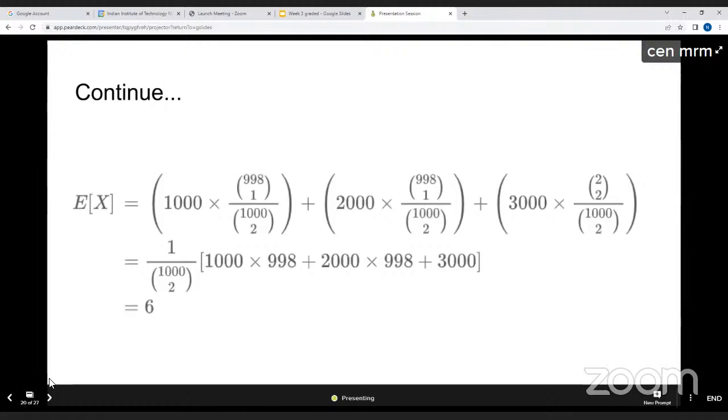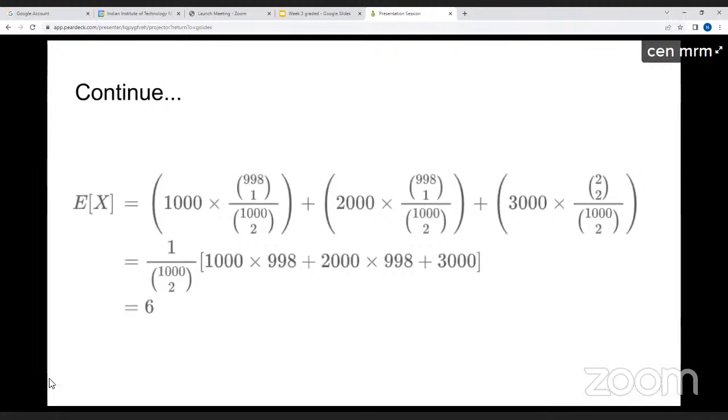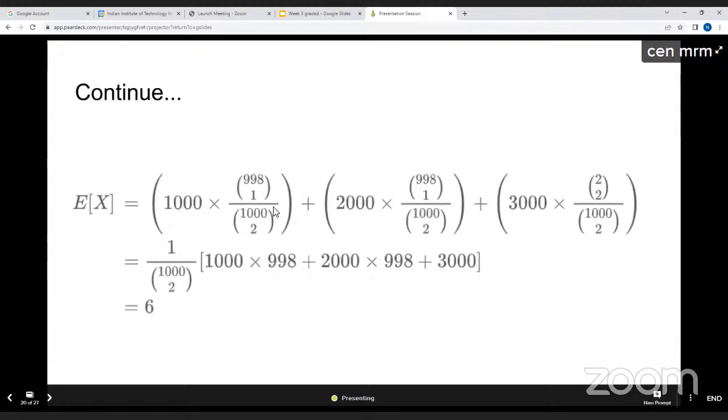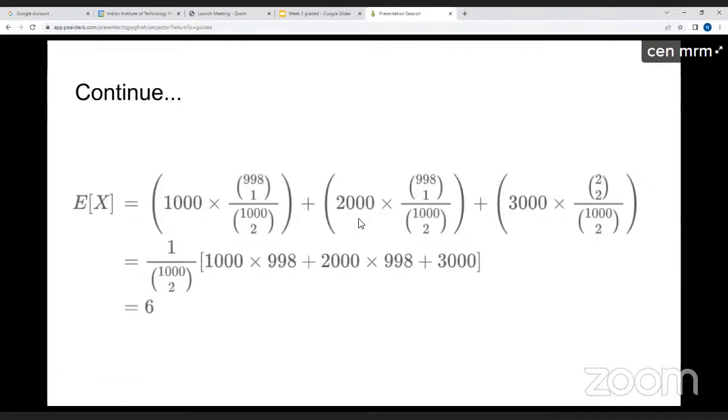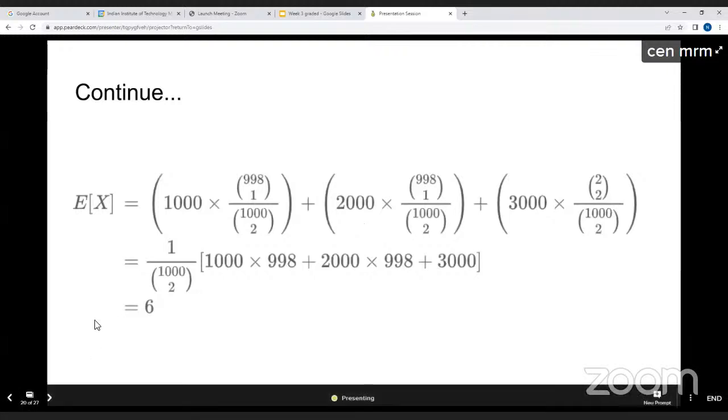So we find the expectation. You will get 0 times 998 choose 2 divided by 1000 choose 2, plus 1000 times 998 choose 1 divided by 1000 choose 2, plus 2000 times 998 choose 1 divided by 1000 choose 2, plus 3000 times 2 choose 2 divided by 1000 choose 2. Once you solve it, you will get the value 6. So the correct answer is 6 here.